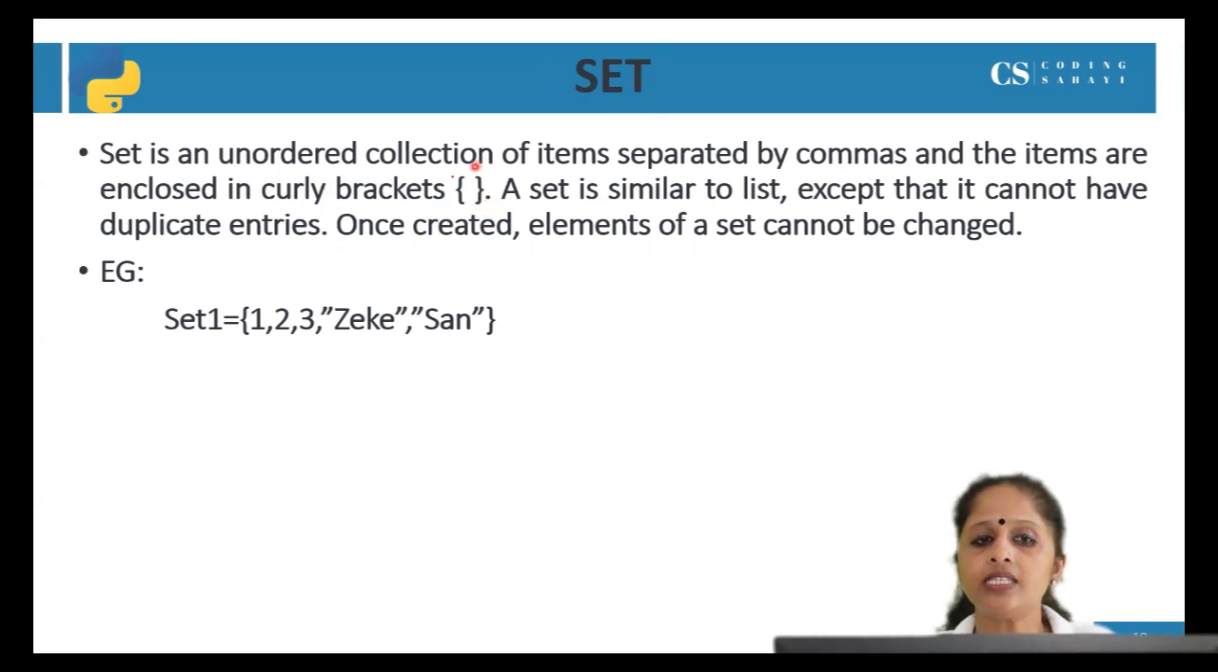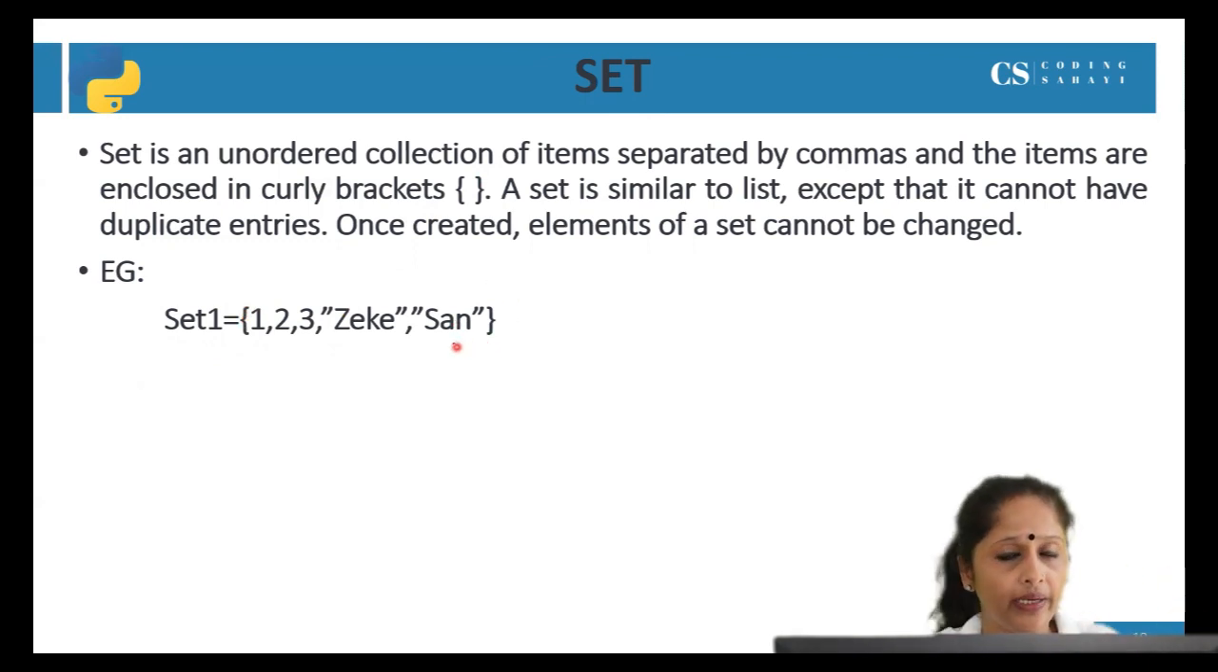So in the curly braces you are writing the set of data. It is actually similar to a list, but it does not allow duplicate entries. That we can see. That is, in set 1 you can write the values like this, same as our list. Only thing, you are giving a curly brace here.